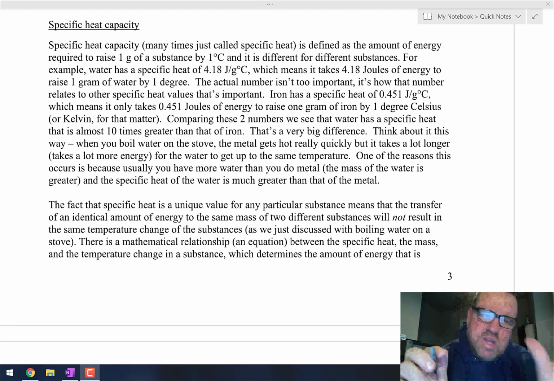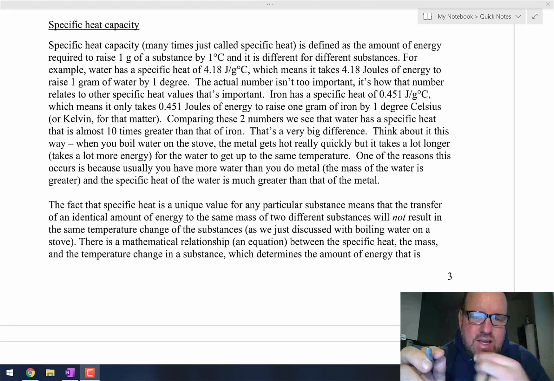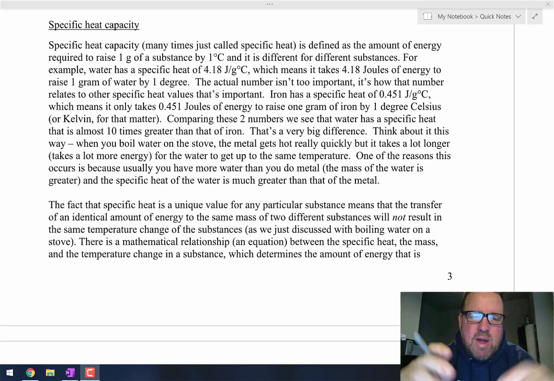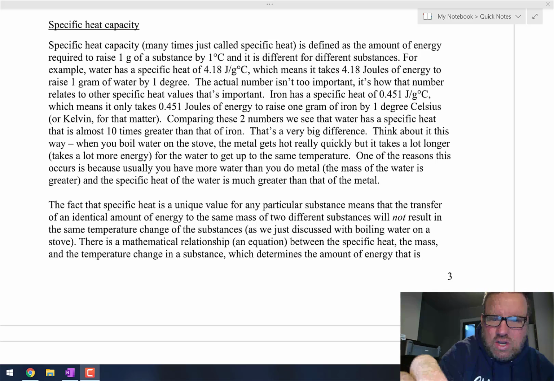Specific heat, sometimes called specific heat capacity, the same thing, is a number that tells you how much heat, the amount of energy it takes, to raise 1 gram of a certain substance by 1 degree. Okay, for example, let's look at two different numbers here.